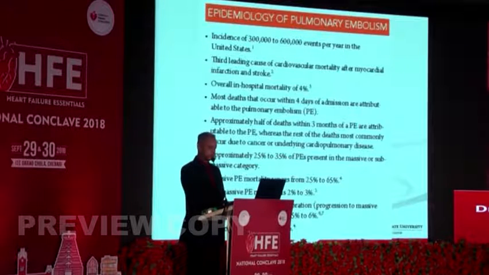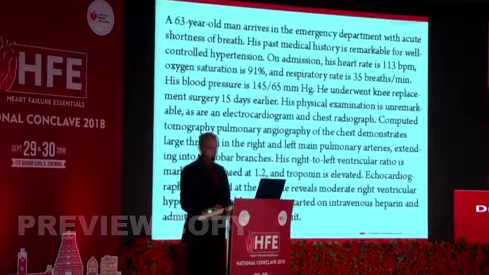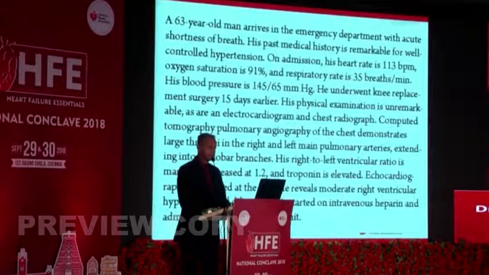So as soon as the patient with pulmonary embolism is admitted, you have to ask yourself, what is the risk in this patient? And should we intervene? A typical case is a 63-year-old patient who arrives to the ED with acute shortness of breath. Past medical history is remarkable for well-controlled high blood pressure. On admission, heart rate is 113 beats per minute. Oxygen saturation is about 91%. Patient is tachypneic with a respiratory rate of 35 breaths per minute. Blood pressure is good, 145/65. And he underwent a knee replacement 2 weeks ago.